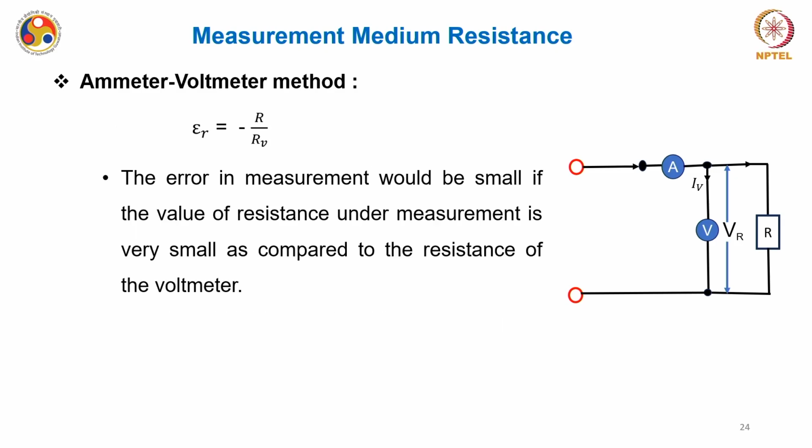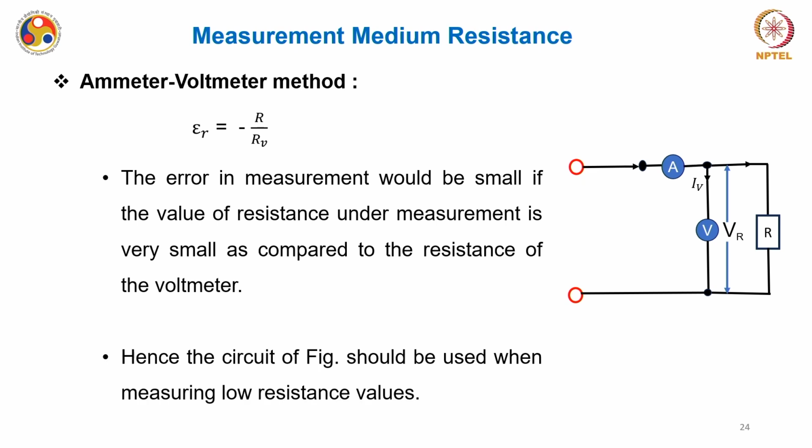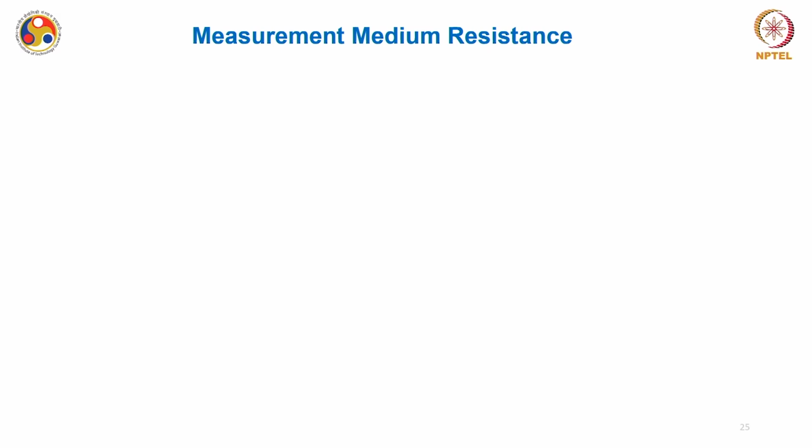Now, the error in the measurement would be small if the value of resistance under measurement is very small as compared to the resistance of the voltmeter. Hence, this kind of connection, connection 2, should be used when measuring a low resistance value. And again, the low resistance values I want to say is the lower value of the medium resistance spectra that we have just discussed some time back.